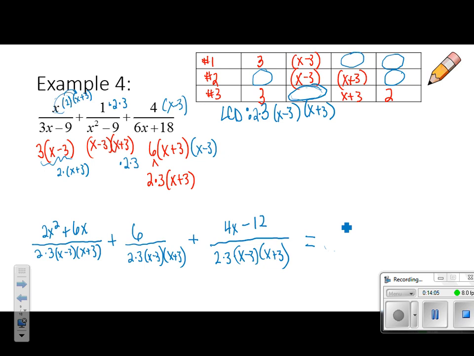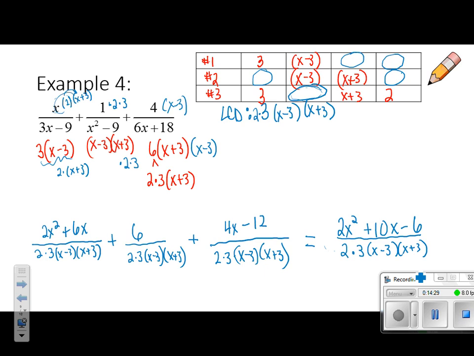Let's do that. 2x squared doesn't have any other things to add to it. 6x and 4x is 10x. And 6 minus 12, or subtract 12, is negative 6, all over 2 times 3 times x minus 3 times x plus 3.